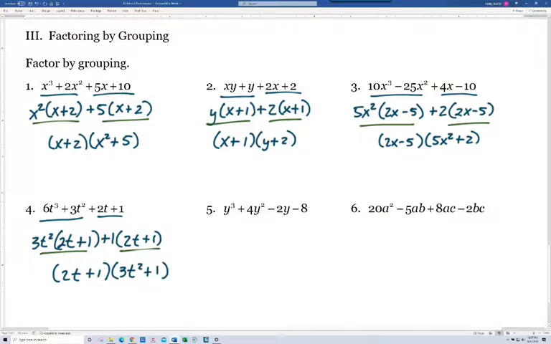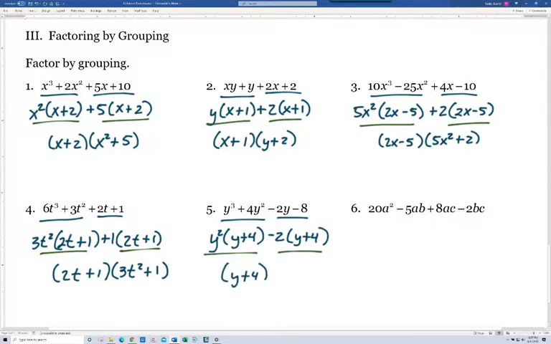All right, on number 5, we'll factor out a y squared in the first two terms times y plus 4. When we factor these two terms, we expect to get a y plus 4 factor. And I need to multiply by a minus 2 here, so watch your sign there. And so we're going to have y plus 4 as our common factor, times y squared minus 2. And so that's number 5.